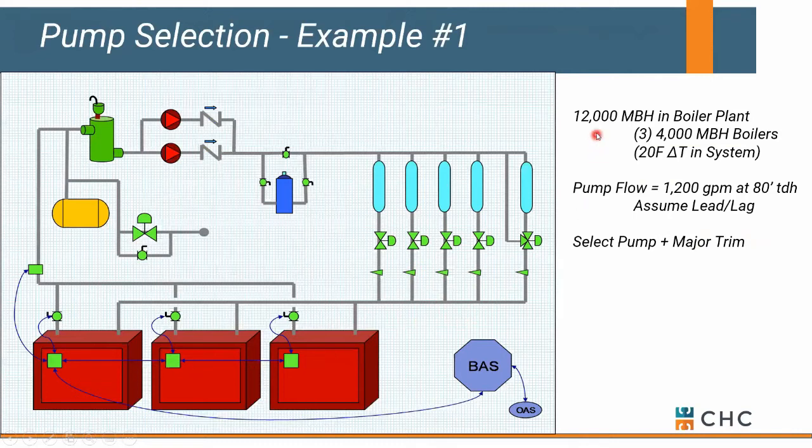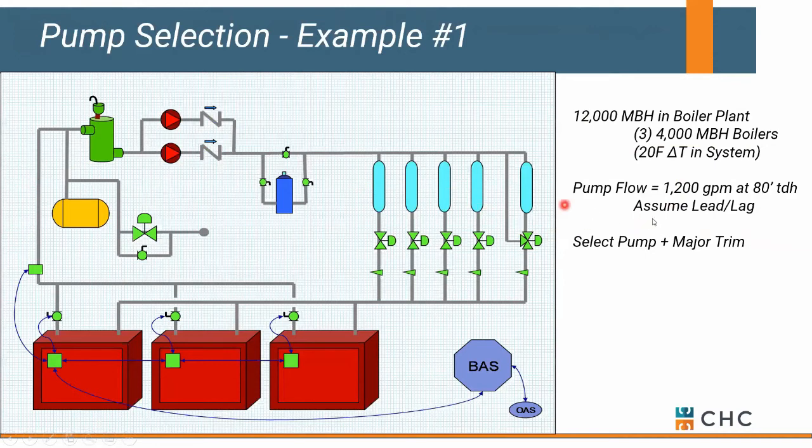I picked some big boilers in this case, 3-4 million BTU boilers. So each one of these is 4 million BTUs. That gives me 12,000 MBH in my boiler plant. And if I assume a 20-degree delta T in the system, I know typically it's 40, but let's just assume it's 20 because that gets me to a nice round number of about 1,200 gallons a minute. And I'm going to assume 80 feet of head resistance out in my system through my piping.